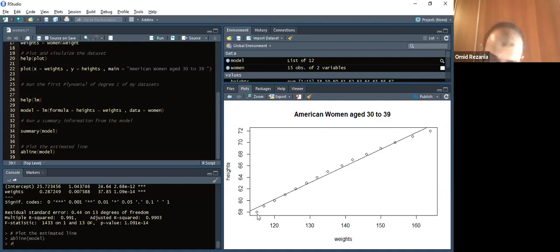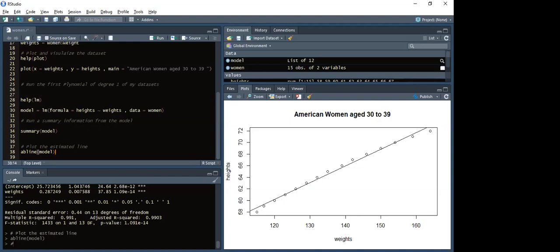But some of these women, at the beginning and at the end of the line, it seems that they are not exactly good ones, because they are standing at a higher distance compared to the line that we plotted. You see that? Everyone is fine so far?